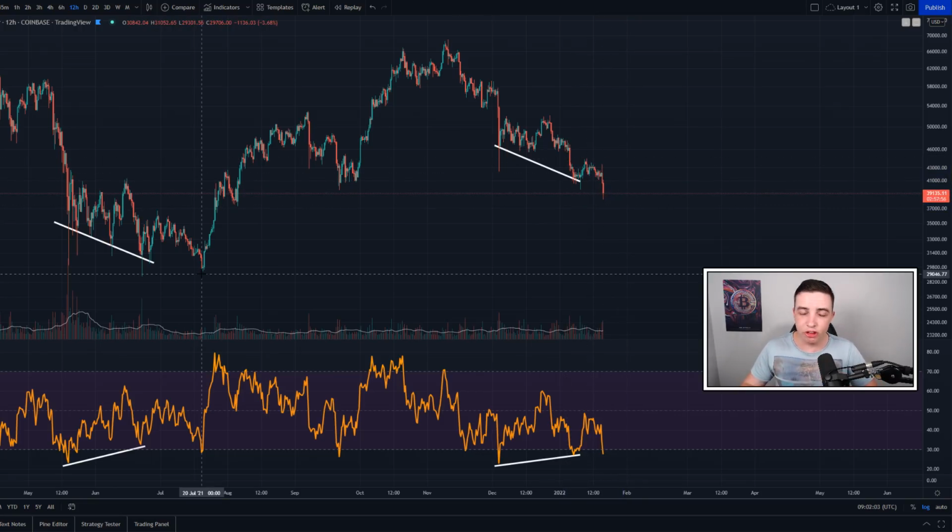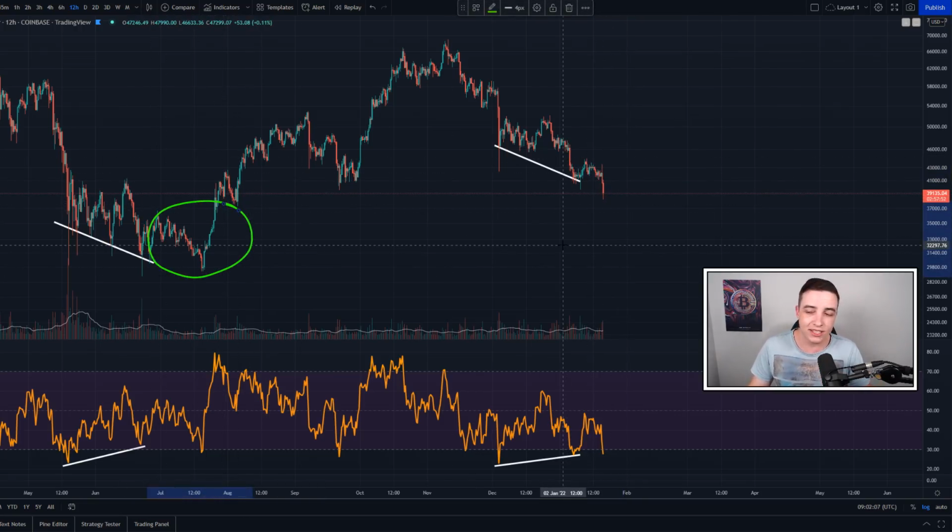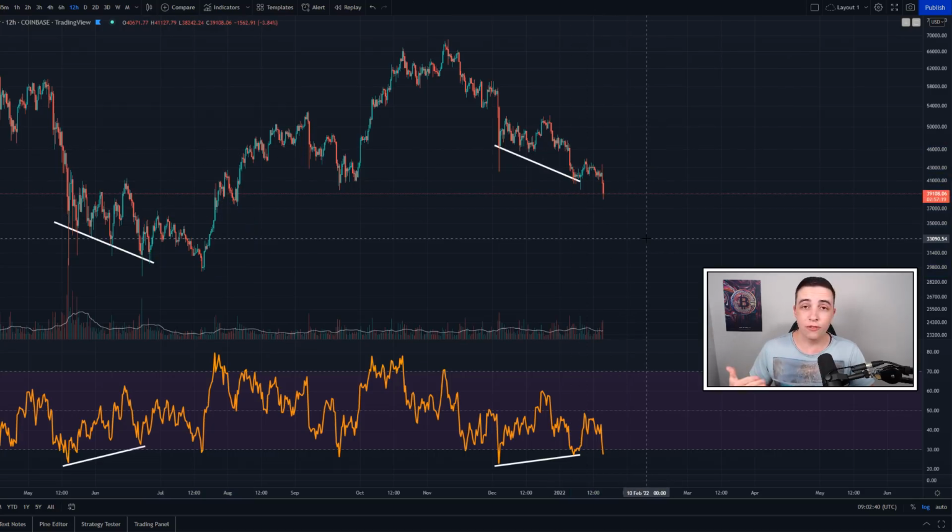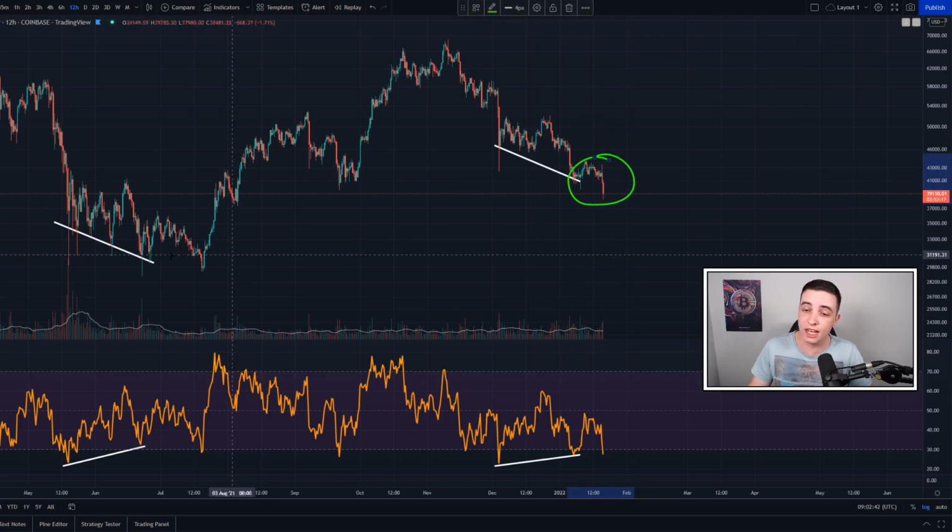Now, it's important to mention that nothing is guaranteed in the market, so just because we saw something play out last time, it doesn't guarantee the same thing is going to happen again. But I thought if we are still seeing some similarities between the current price action and this previous price action, at least it's valuable to take a look at to consider some possible outcomes moving forward.